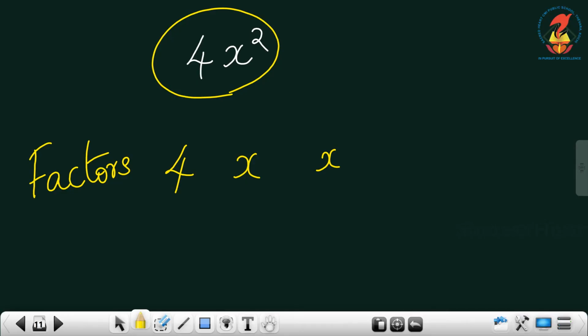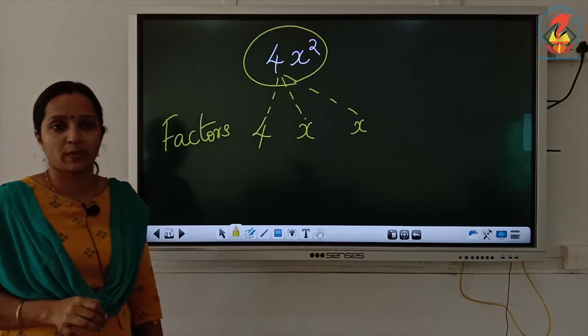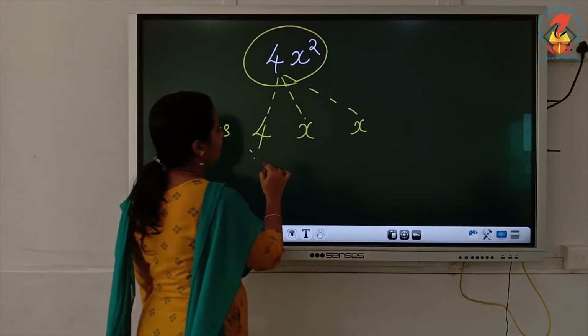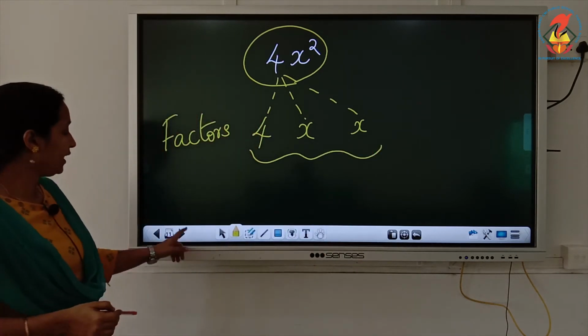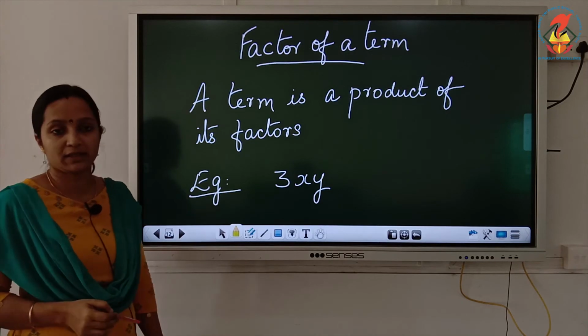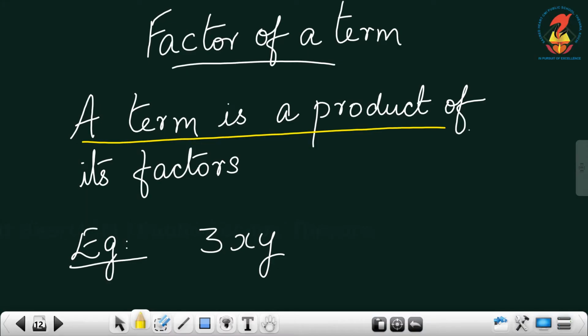4x square means what? It's a product of 4x and x. So, we can say these are the factors of this particular term. A term is a product of its factors. So, terms are added to form expressions, and a term is a product of its factors.